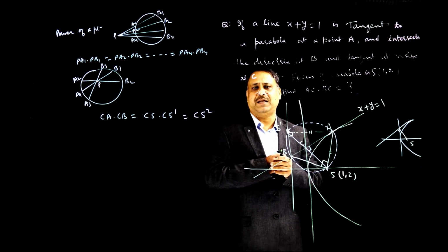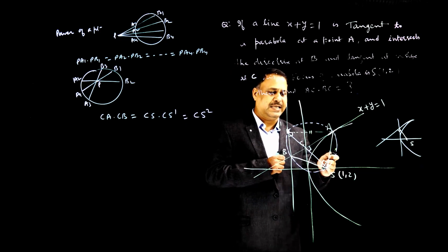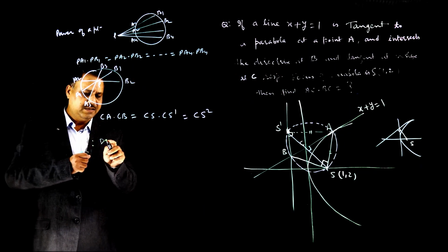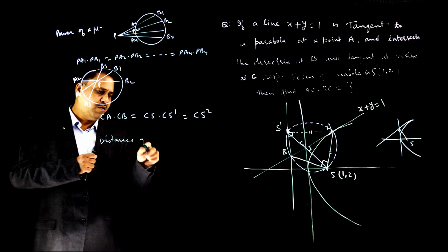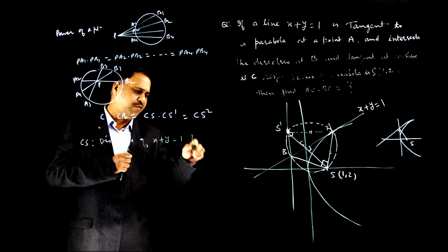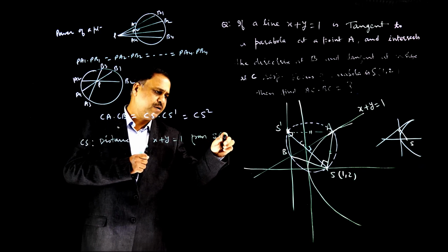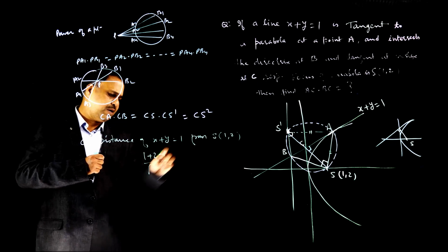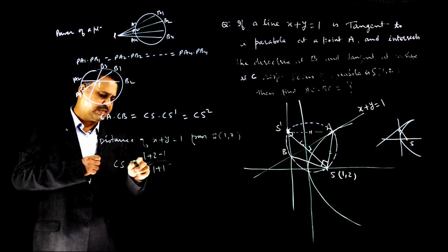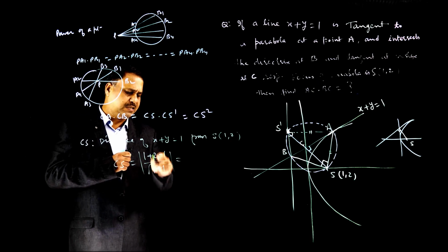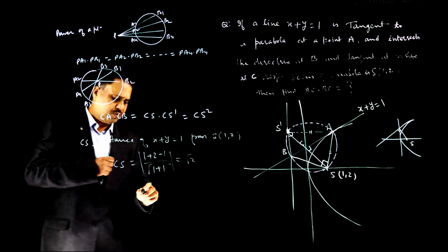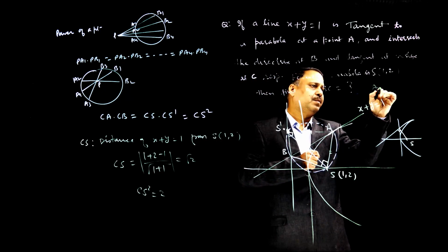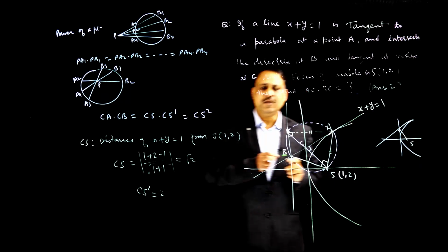So now my question is very simple. I just have to find the perpendicular distance CS. What is CS? CS is the distance of x plus y is equal to 1 from S (1, 2). So that is |1 plus 2 minus 1| upon under root A square plus B square. The perpendicular distance CS is equal to 2 upon under root 2, which is equal to under root 2. So CS square is equal to 2. So this answer is 2.